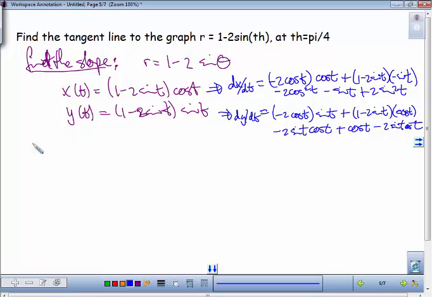All right. So now the slope, I'm used to calling it m, so let's call it m. The slope is equal to the dy dt over dx dt.